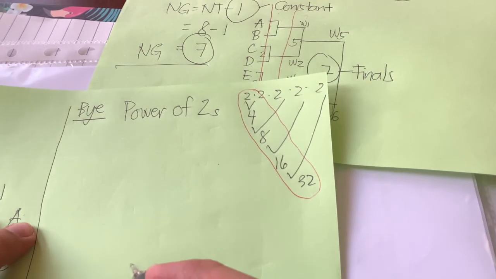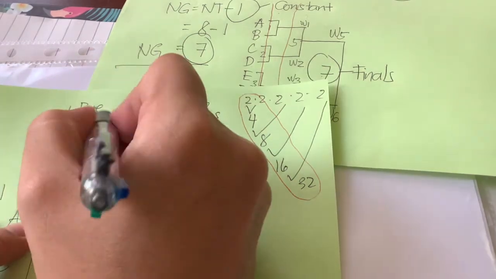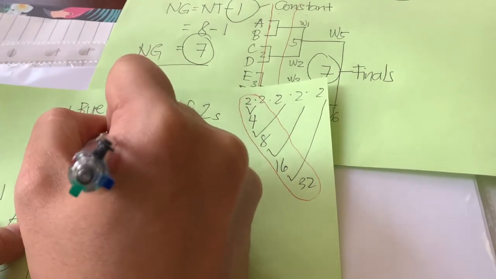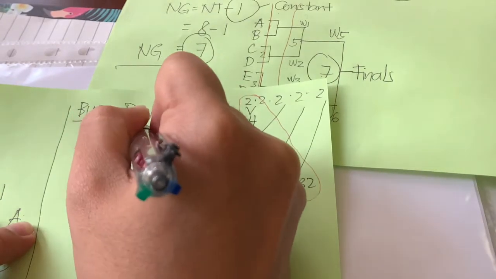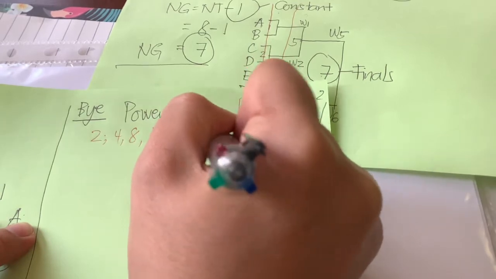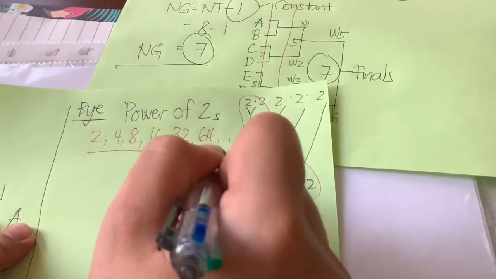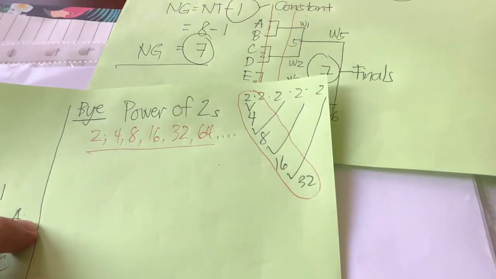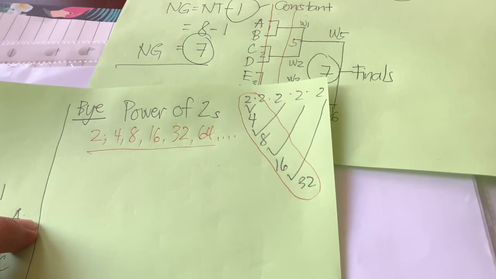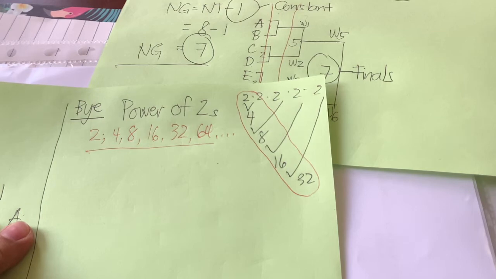So this is constant. Whenever we're talking about bye, you should always remember the power of 2. And those are 2, 4, 8, 16, 32, 64, and so on. Okay, but we will just stop at 64 because this is quite a big number, and this is constant. You have to remember this. So in determining the bye, we have to subtract the power of twos from the number of teams.